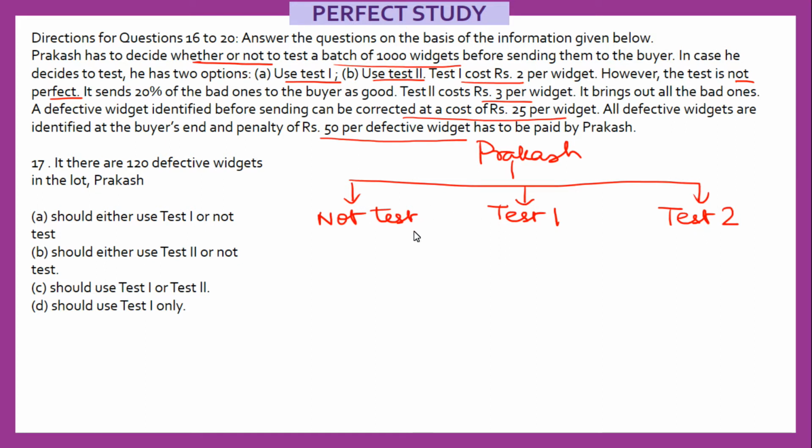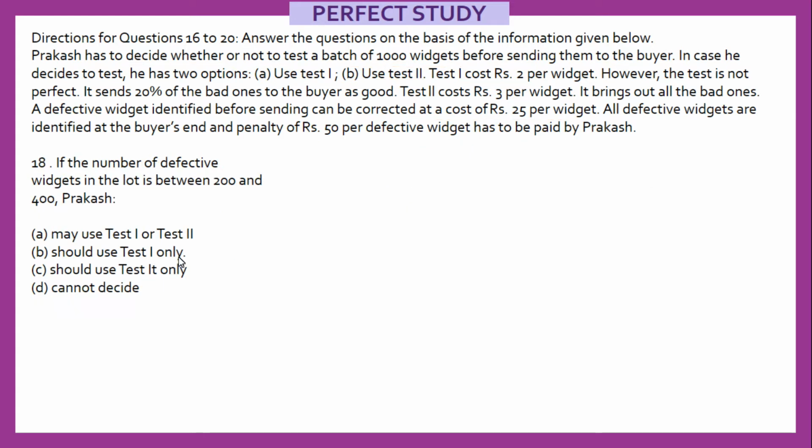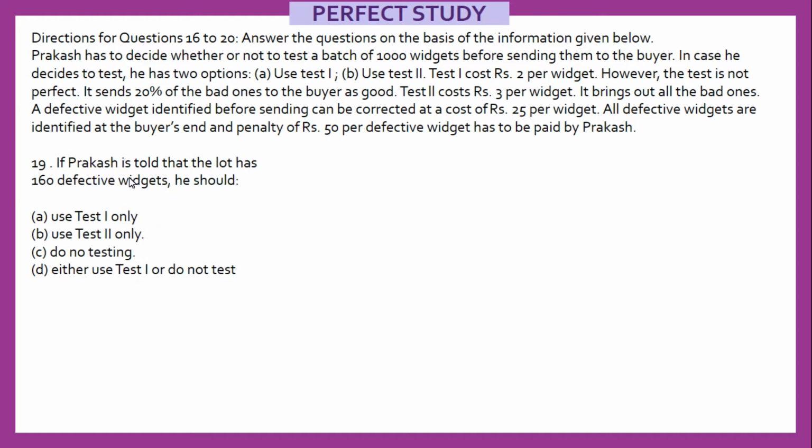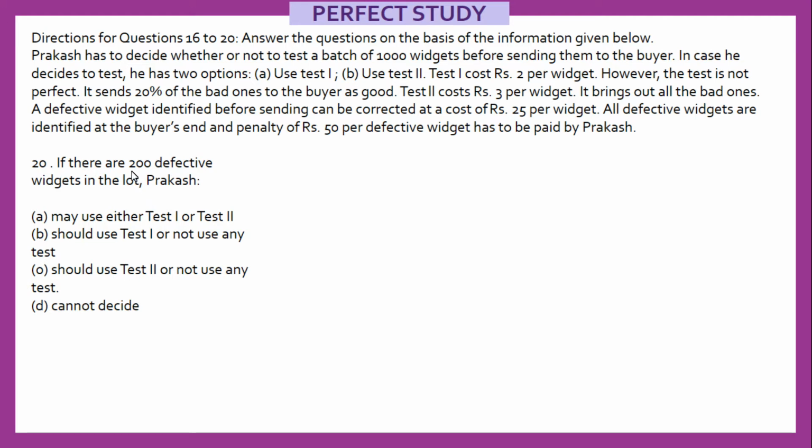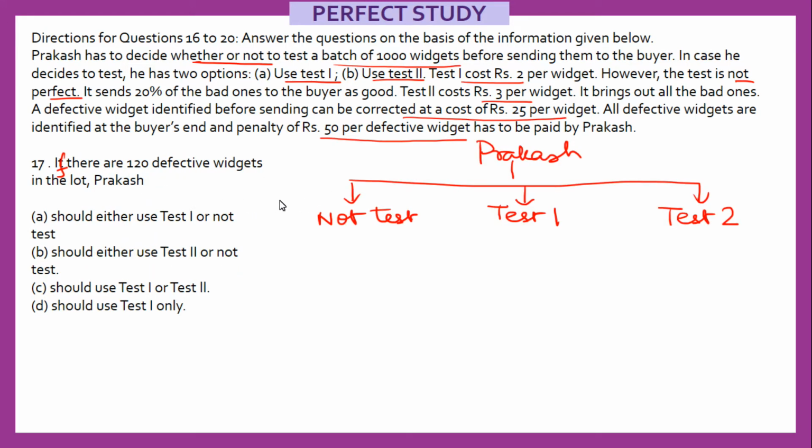Now what are my questions? If there are 120 defective widgets in the lot, what should Prakash do? Next question, if the number of defective widgets is between 200 and 400, what should Prakash do? If Prakash is told that the lot has 160 defective widgets, if there are 200, so that is the pattern of our question. That means in all four questions, they want us to take decisions about testing based on the number of defective widgets.